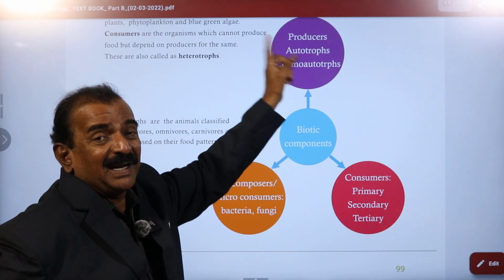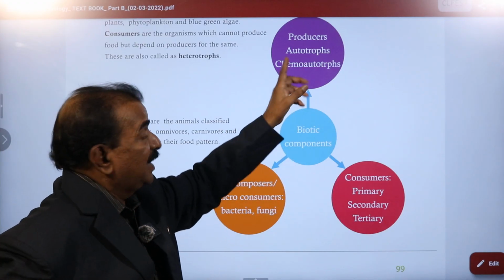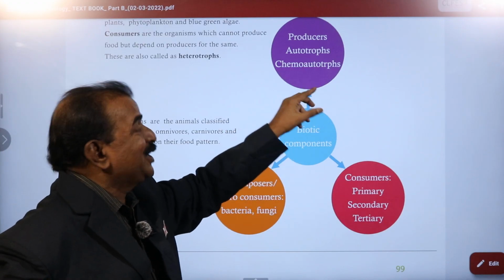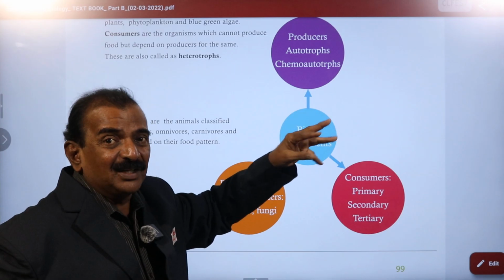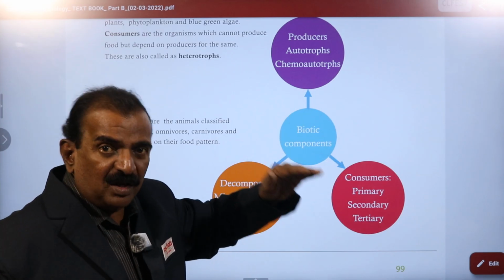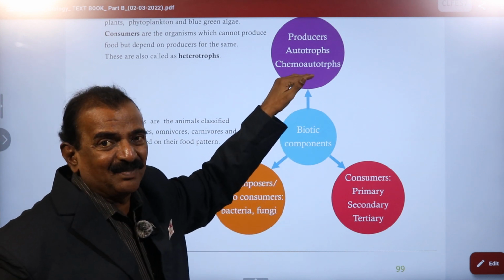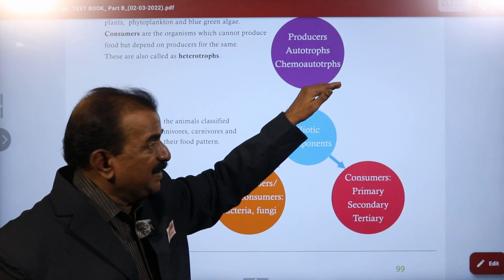Producers: plants are called producers. Why? Because they prepare food by themselves, and they are called autotrophs. And chemotrophs, what do they need? Electrons to break down organic substances, the food molecules, and those are called chemotrophs. Examples are algal forms and also human beings.